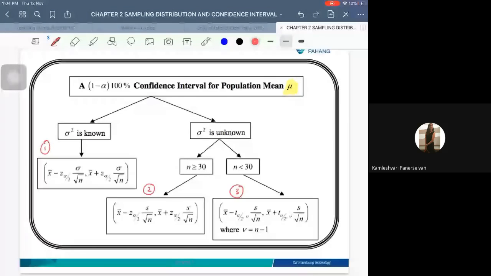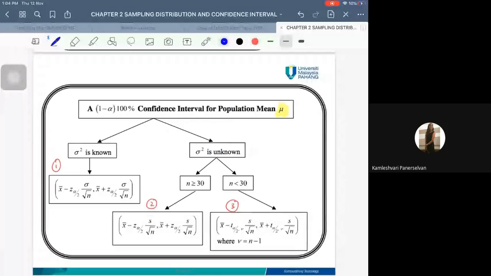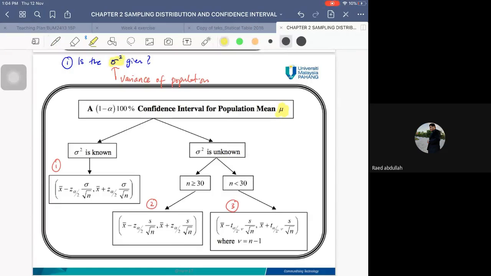So before you start figuring out which formula you have to use, the first question you have to ask yourself is: is the sigma given? Can anyone tell me what sigma is? Is it the variance? If I put sigma squared, then it becomes the variance. Variance of what? Standard deviation. Yeah, standard deviation for the population. Exactly. So it's going to be variance or standard deviation for the population. If I use sigma, that will be the standard deviation. If I use sigma squared, then it will be the variance.